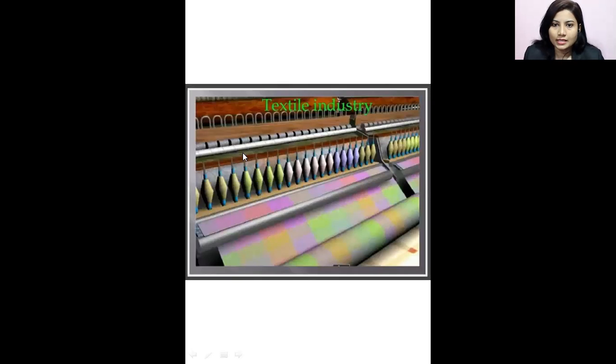Here is the image of the textile industry. Here are the threads and the cotton sheets, and then they make the particular clothes, whatever design they make in the industry.